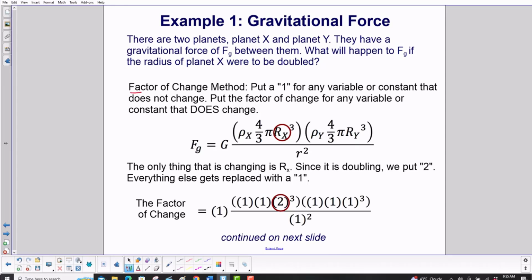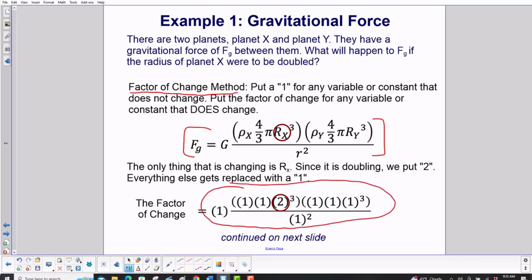We use something called the factor of change method. Put a 1 for any variable or constant that does not change. Put the factor of change for any variable or constant that does change. So here's our equation. The only thing that is changing is r sub x. Since it is doubling, we put a 2. Everything else gets replaced by a 1. So we label the constants 1 and also any variables that are not changing. And the only thing that's changing is r sub x. We've doubled it, so there's a 2 there.